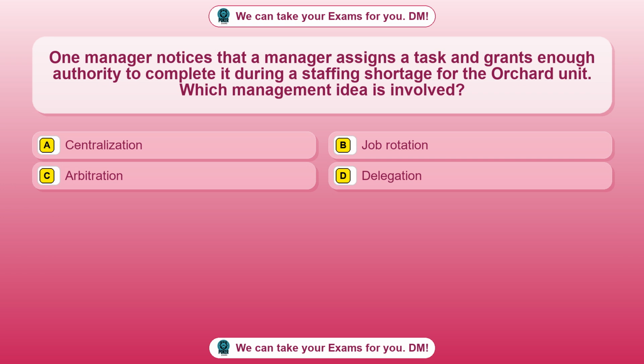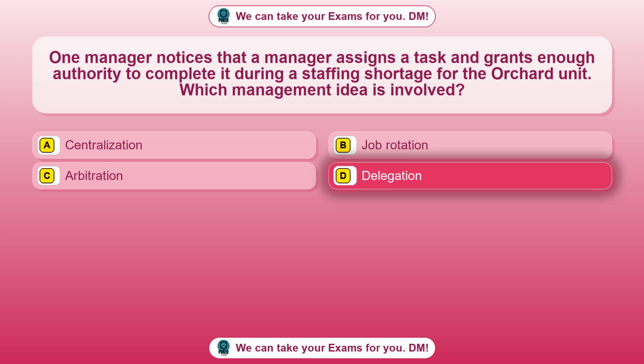Question 6. One manager notices that a manager assigns a task and grants enough authority to complete it during a staffing shortage for the orchard unit. Which management idea is involved? Option A, centralization. Option B, job rotation. Option C, arbitration. Option D, delegation. The correct answer is option D, delegation.